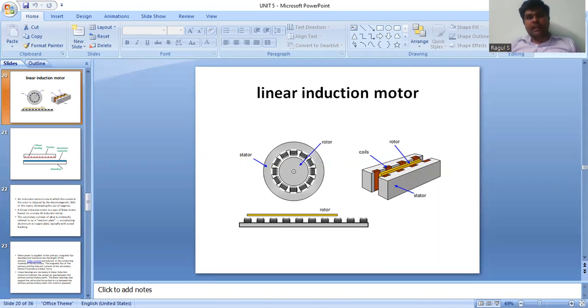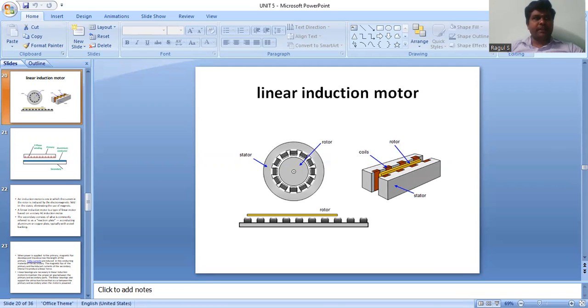This slide indicates a linear induction motor. First of all, we're going to discuss the construction of the linear induction motor. A linear induction motor is a conventional development of the three-phase induction motor. Instead of the rotary motion of the conventional three-phase electrical motor, linear motion is obtained from the linear induction motor.